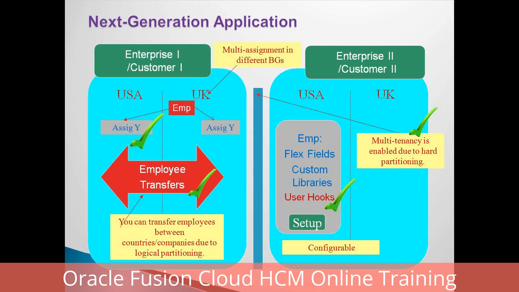So ABC enterprise and XYZ enterprise both are hard partitioned. That means even though they share the same infrastructure, practically you cannot move anything from one enterprise to another enterprise because there are two different customers. And within that enterprise, you can have multi-country operations. So there is a flexible soft partition, thereby you can do the employee transfers. So an employee working in US can be moved to UK within the same enterprise, or from UK to India within the same enterprise, which we call global transfers.